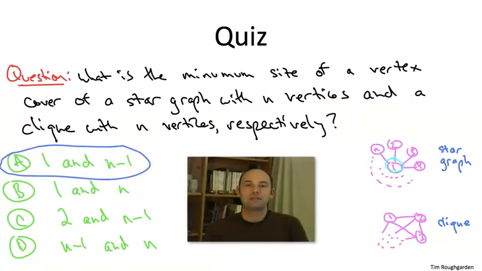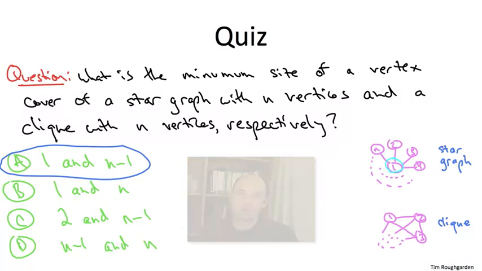So the correct answer is A. Let's consider each of the two graphs in turn. Let's start with a star graph on n vertices. So this has one vertex in the center and n-1 spokes. The claim is it has a vertex cover of size 1, obviously the minimum possible. That vertex cover comprises just that center vertex. Why is it a vertex cover? Well, every single edge is a spoke, and one of its endpoints is the center vertex. So you just pick the one vertex, and you hit all of the n-1 edges of the graph.